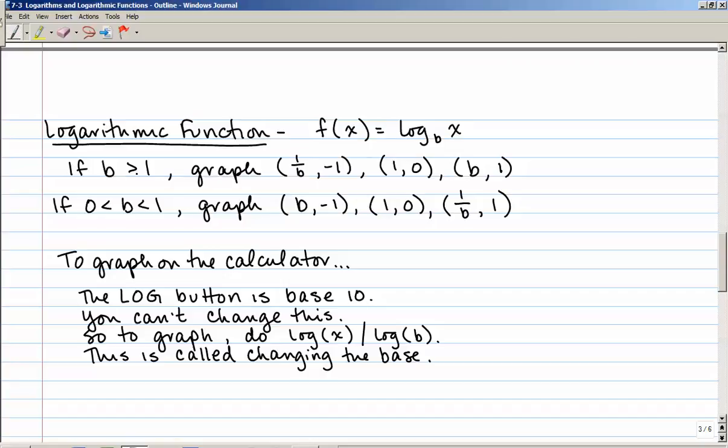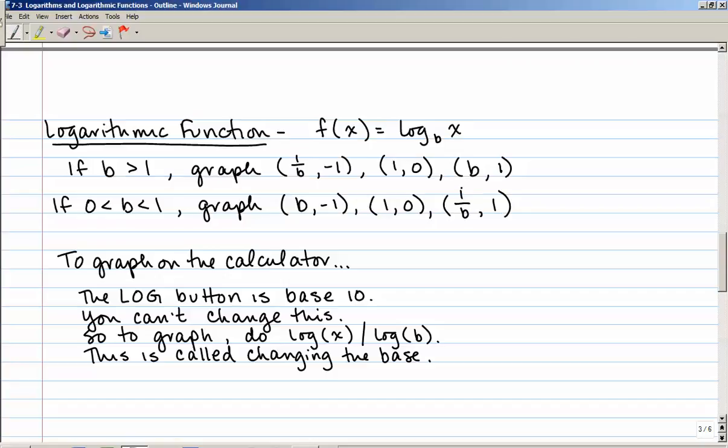So if your base is greater than 1, we're going to graph the following points: 1 over b comma negative 1, 1 comma 0, and b comma 1. We're just going to graph those 3 points, plot those, and draw the curve. That's probably the easiest way to do it. If b is between 0 and 1, in other words, if my base is a fraction, then I'm going to graph the points b comma negative 1, 1 comma 0, and 1 over b comma 1.